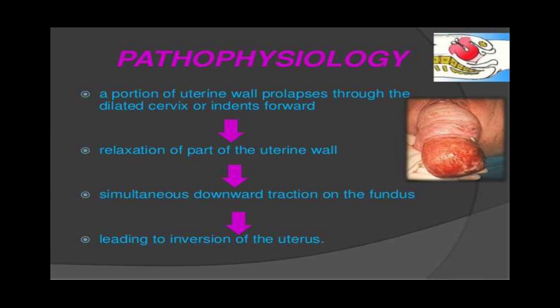Okay, so in the pathophysiology, what they are saying is that a portion of the uterine wall is prolapsing through the dilated cervix or indenting forward. So here relaxation of the wall of the uterus takes place. Because of that, the uterine muscle tone will get weak. After the muscle tone gets weak, it simultaneously descends down. The fundus of the uterus will come inside out and it comes to the vulva or vagina.